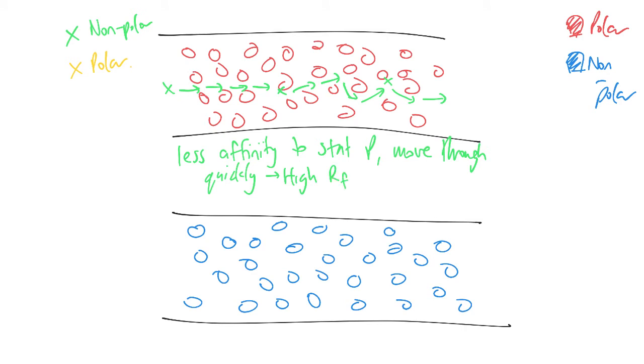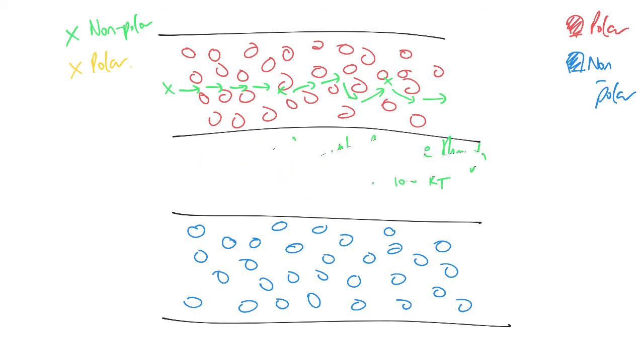Yep, high RF or low RT. Okay, and if you don't remember what RF and RT is, you're going to have to look those things up. RF is the retardation factor and RT is the retention time. Okay, but let's have a look at what happens with the yellow one.